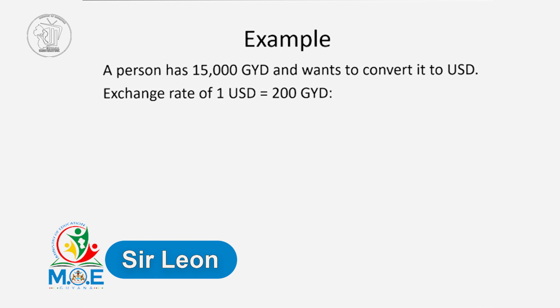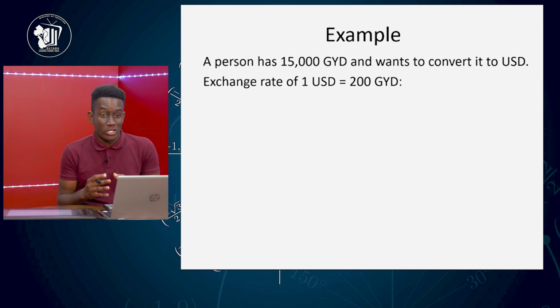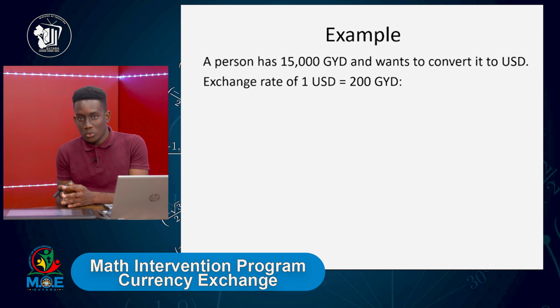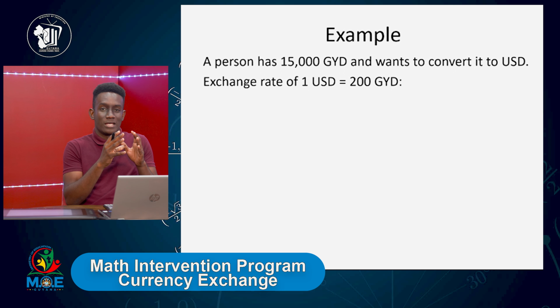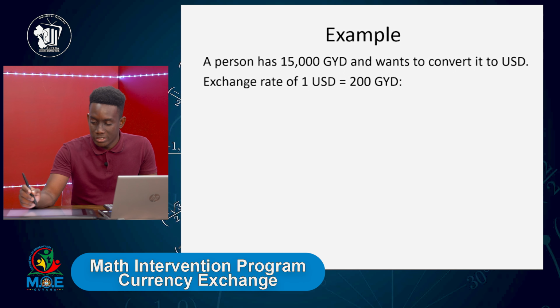This example says a person has 15,000 Guyana dollars and wants to convert it to US dollars. The exchange rate is 1 US dollar is equal to 200 Guyana dollars. So here we see we are converting from the Guyana dollars to the US dollars. So in this case, we see we are converting from the smaller currency to the larger. So we divide by the exchange rate, which is 200.